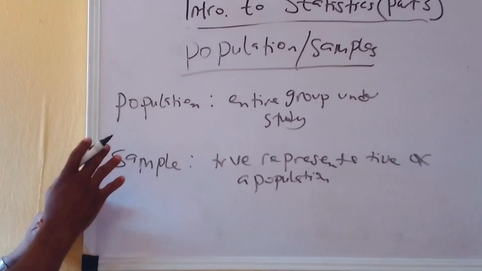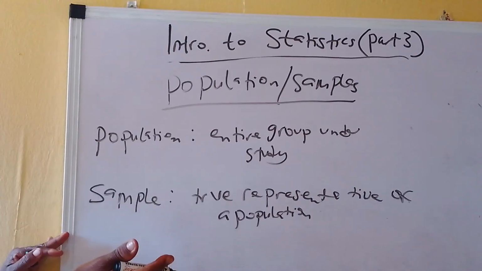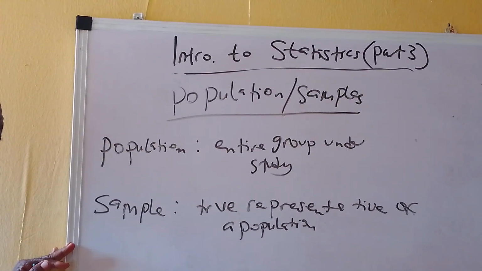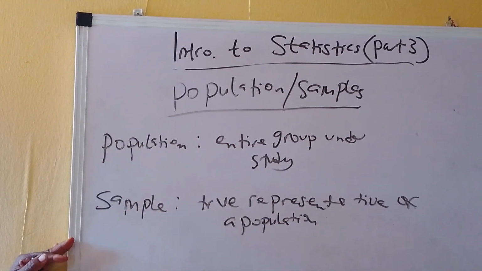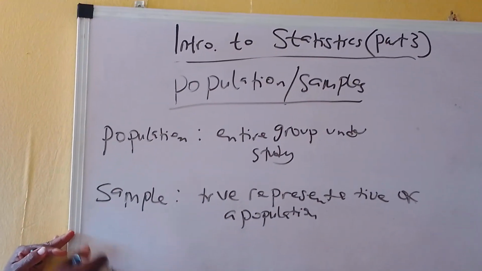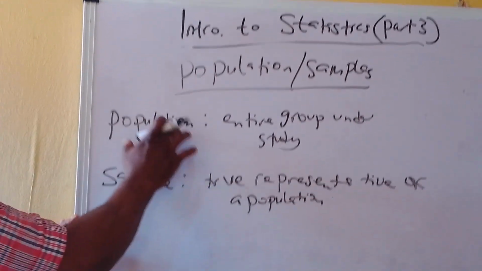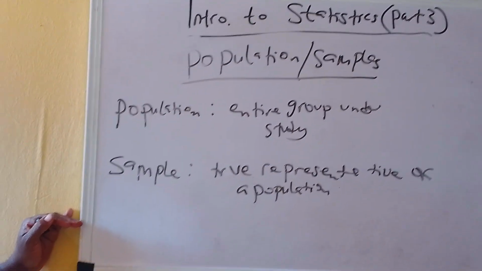When samples are taken, you ensure that every part of the population is represented. You do it without bias. You don't favor a part of the population and neglect another part. You make sure every part is well represented, and whatever analysis you do with the sample will be used to generalize for the entire population.